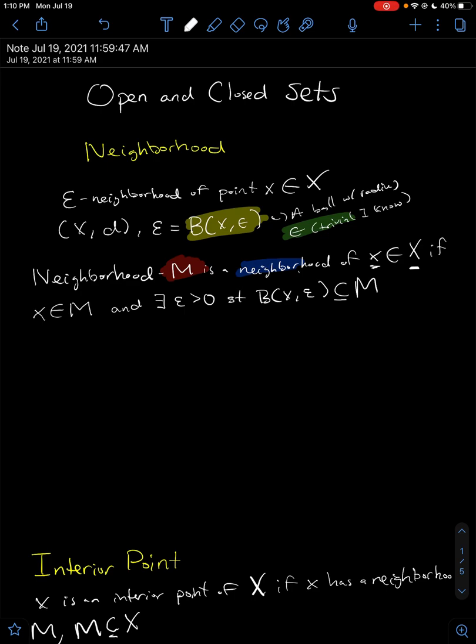Hello everyone, today we're going to go over open and closed sets. But before we can understand those, we have to go over a few concepts beforehand. One of those concepts is a neighborhood. So what is a neighborhood?